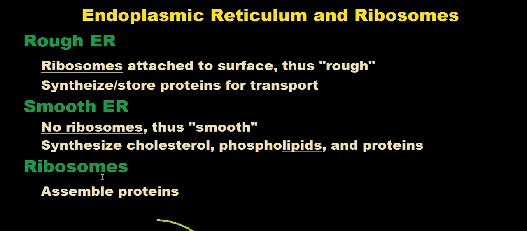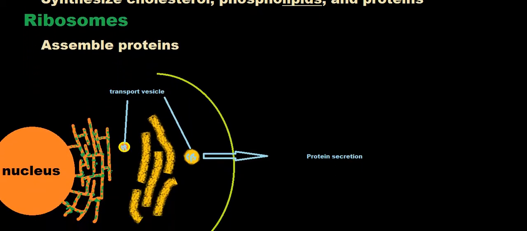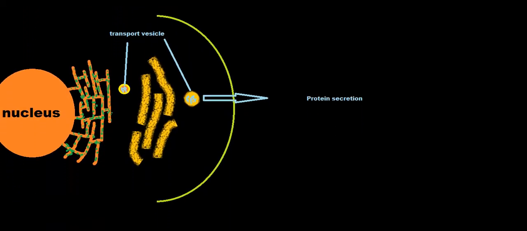And what exactly do these ribosomes do? They assemble proteins. So now that we have a little bit of background regarding these three topics, let's continue on to protein secretion here. All right, so this right here is the nucleus. As you can see, the rough endoplasmic reticulum is bonded to the nucleus here.